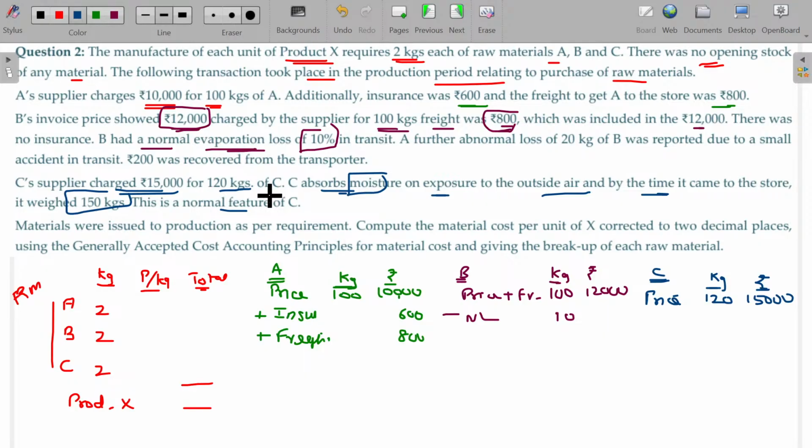Usually the quantity may reduce, but here what happened? The quantity value is increasing. Why? Because it is in its normal nature to absorb moisture from the air, so the value may increase. In that case, you have to add this normal gain of 30. So you have to recover the price from the consumers based on 15,000 divided by 150, not 15,000 divided by 120.